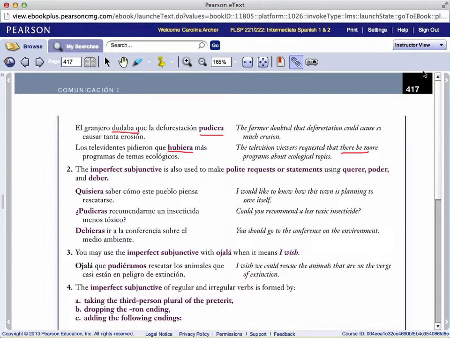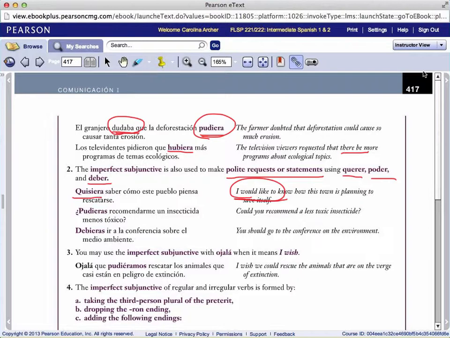But we're going to put the main verb of the main clause in the past, and we're going to use the imperfect of the subjunctive. Okay. The imperfect subjunctive can also be used to make polite requests or statements, using especially the verbs querer, poder, and deber. For example, when you say, "I would like to know," that would be a polite way to say. We can use this form of the subjunctive. Quisiera saber cómo este pueblo piensa rescatarse.